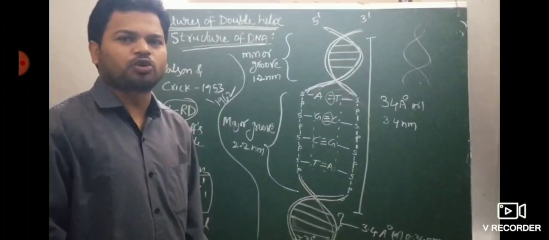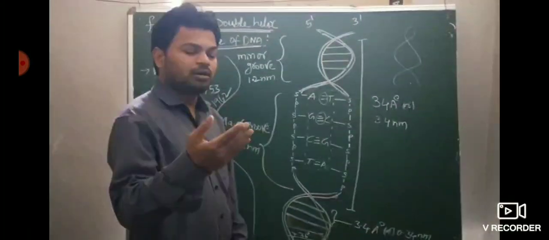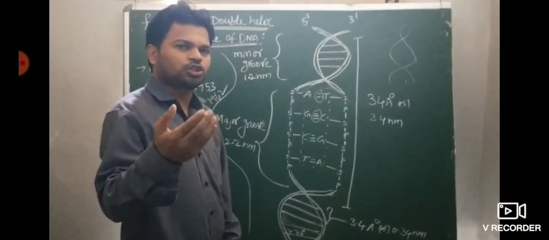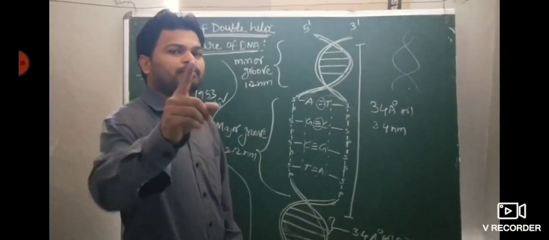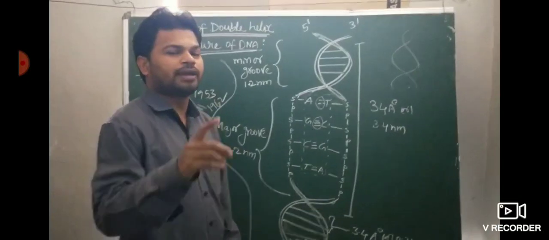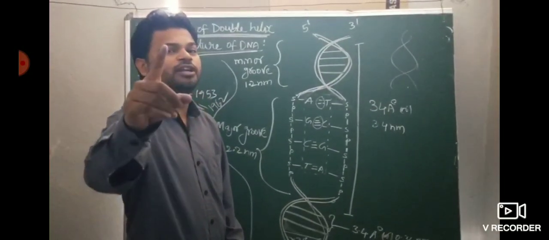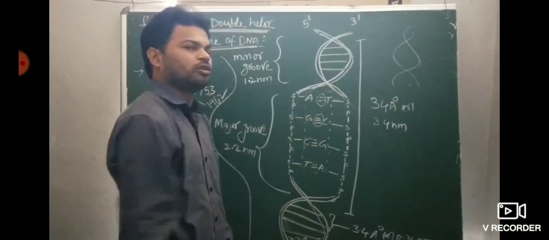The bond present in a nucleoside is nothing but the N-glycosidic bond. Nucleoside means a nitrogen base is attached to a pentose sugar. So the nitrogen base is attached to the pentose sugar by an N-glycosidic bond. Then phosphate is attached to the nucleoside by a phosphodiester bond. Then in between nitrogen base pairs, hydrogen bonds.